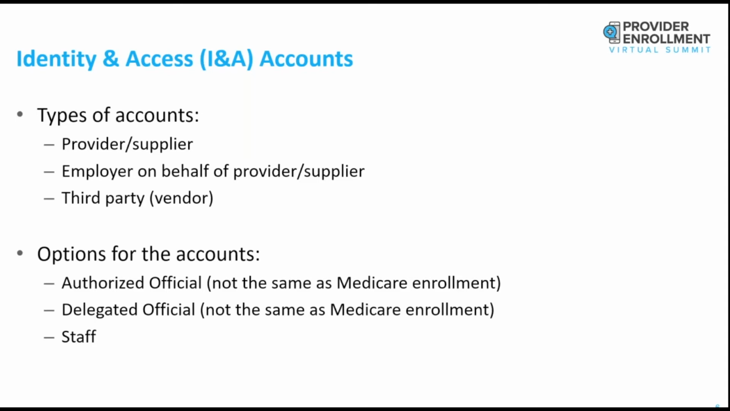Then you have an employer on behalf of a provider or supplier. So let's say you're a group practice, you can have an account. Now the accounts in I&A are all for human beings. You're not going to have an account for an organization. You will be a person, a human being that represents the organization through their account in I&A. So when you register an account in I&A, it needs to be for a human with an email address, social security number, and a date of birth, because the human being will be vetted by the system to verify that they are allowed to work with Medicare.